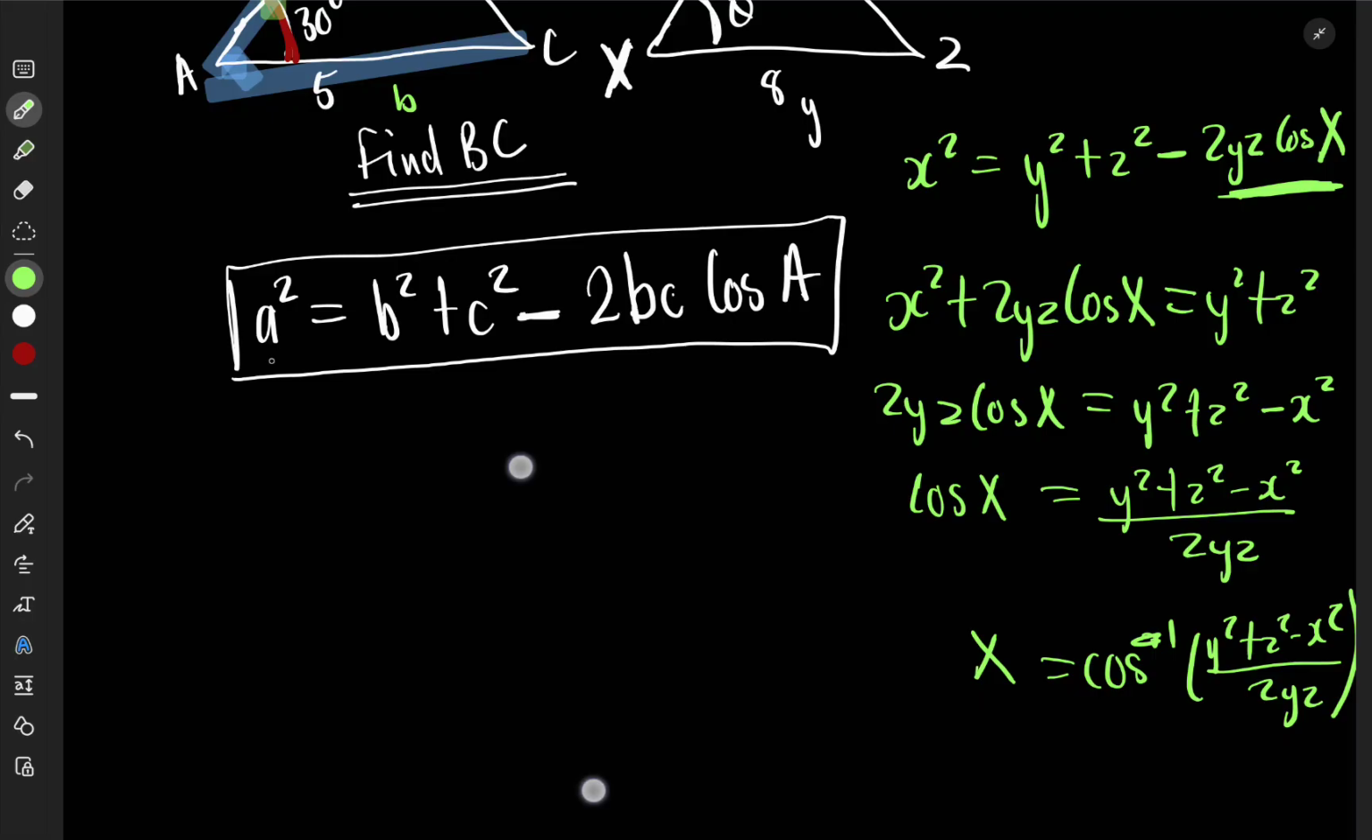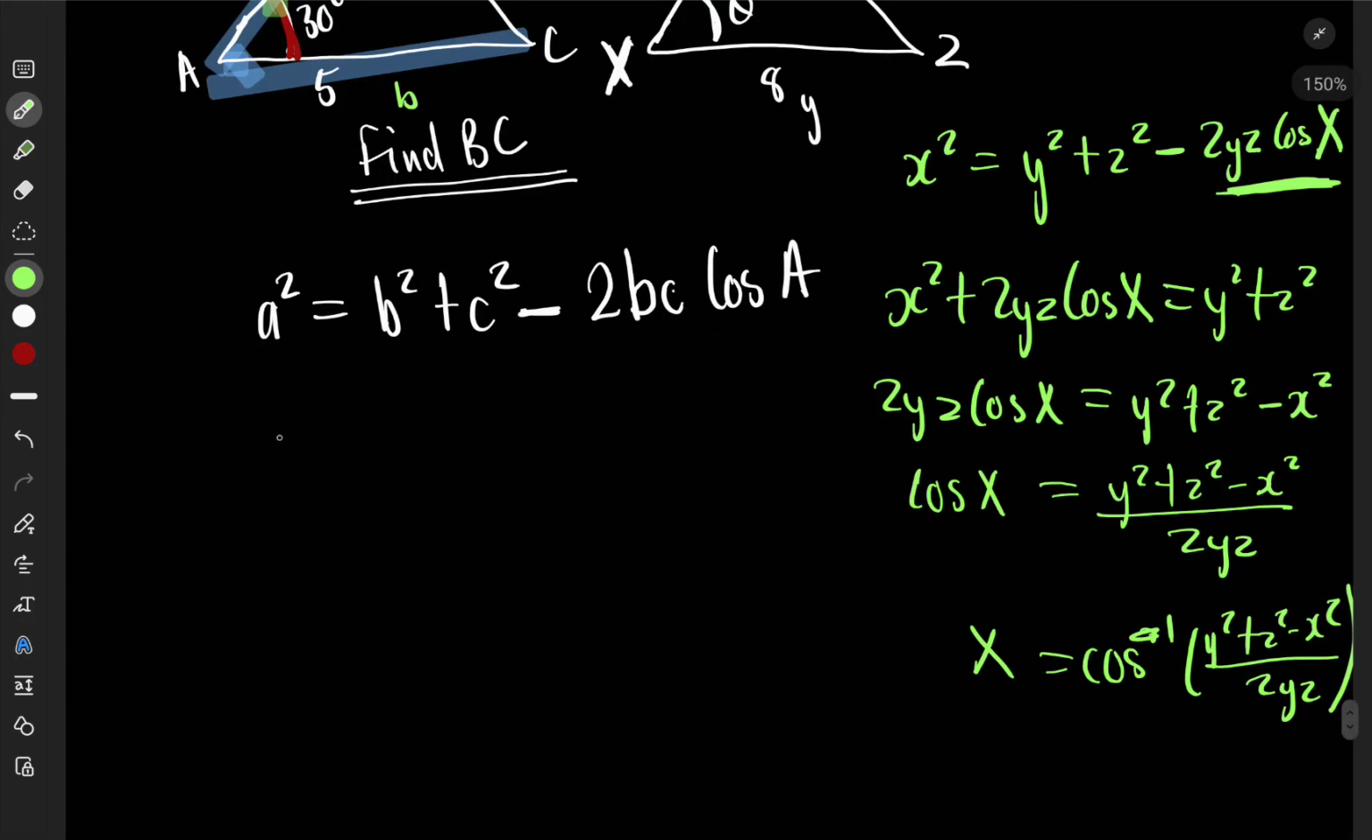So we've seen how to use it to get the side a. For a, we'll calculate, and then at the end, we'll do the square root of everything so that we get just a. Don't forget to do that at the end.